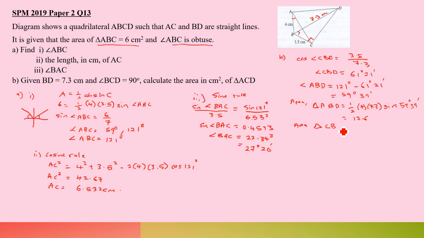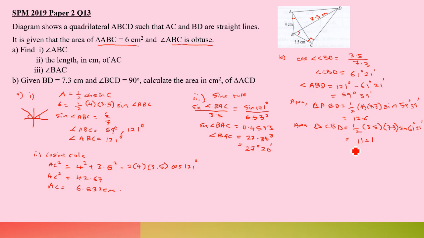So same way, half the side that is 2 sides and included angle will be 3.5, 7.3, and your included angle we already found. So half is 3.5 times 7.3 sine the angle, that one is 61 degrees 21 minutes. Okay, if you calculate this, what you will get is 11.21.